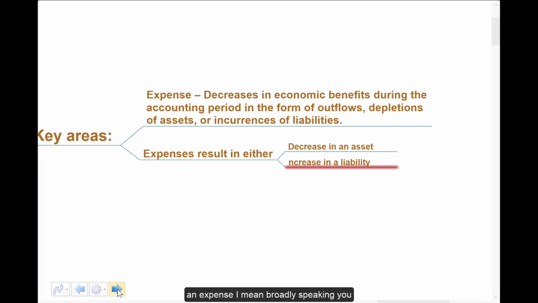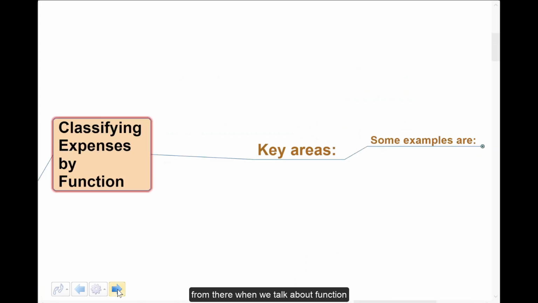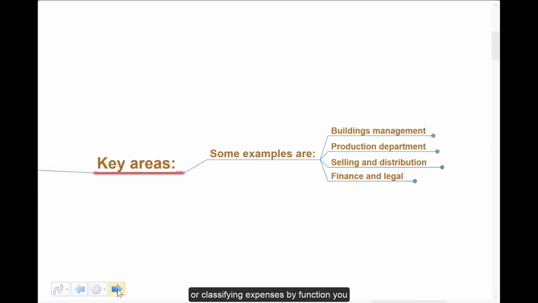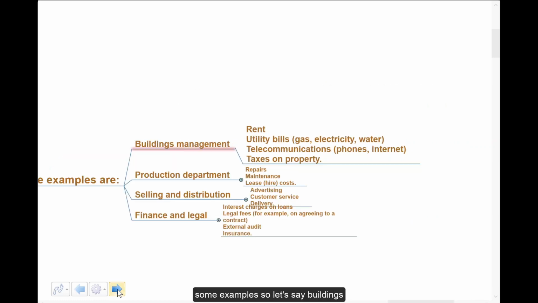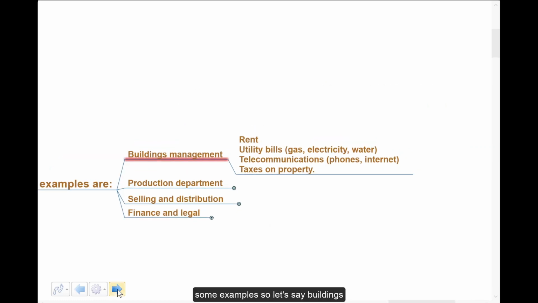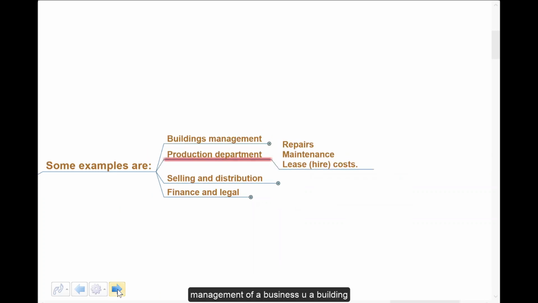Broadly speaking, if we're talking about a reduction or decrease in economic benefit or creation of liability, an expense would be classed generally as negative. Now, moving from there, when we talk about classifying expenses by function, given the emphasis within MA on manufacturing, let's talk about some examples. Let's say buildings management, typical expenses that you will see here: rent, gas, electricity, telecoms, possibly taxes on the property. So everything related to the management of a business, a building even.